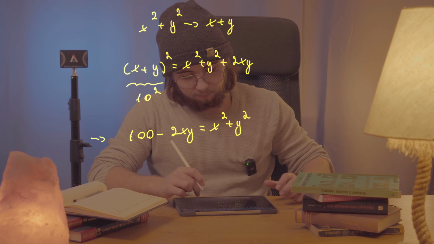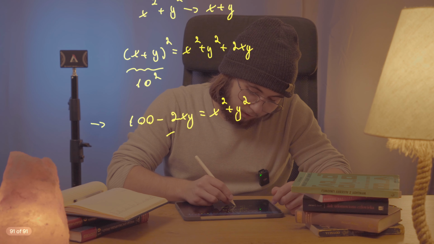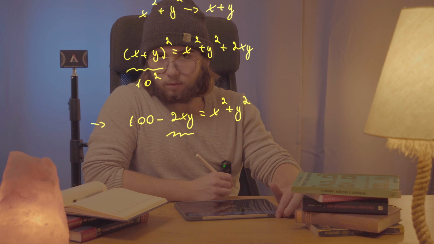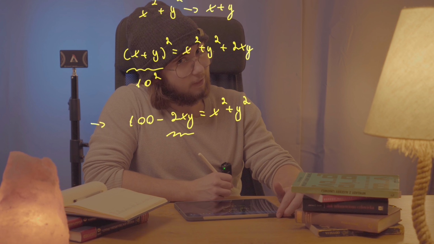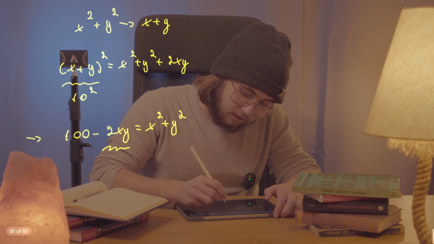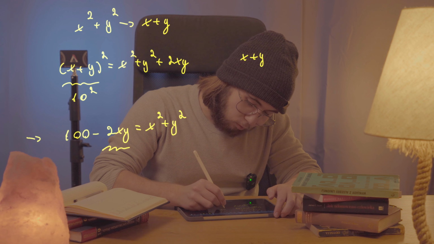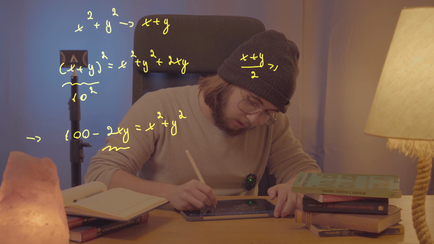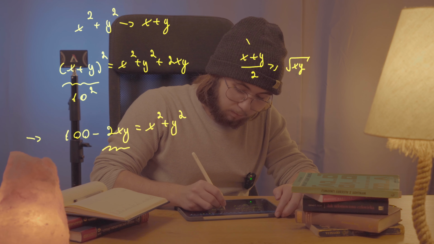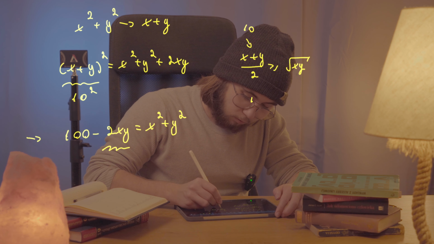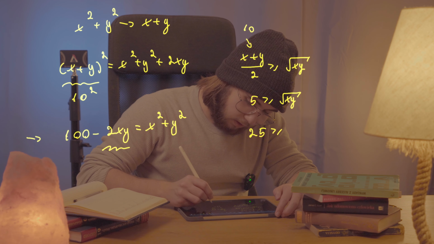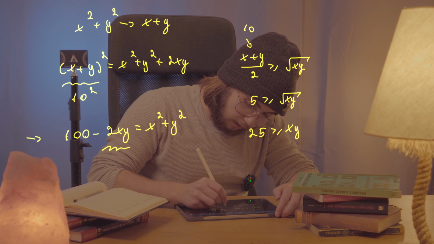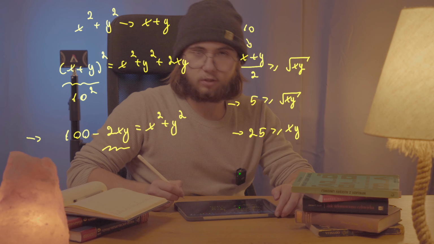Well, we are close enough, because now we see that the only remaining thing that we have to deal with is double xy. However, this we can deal with using the AM-GM inequality, because we see that (x plus y) over 2 is greater than or equal to the square root of x multiplied by y. However, x plus y, well, that's 10, and so we see that 5 is greater than or equal to the square root of x times y, which means that 25 is greater than or equal to x multiplied by y without the square root anymore.